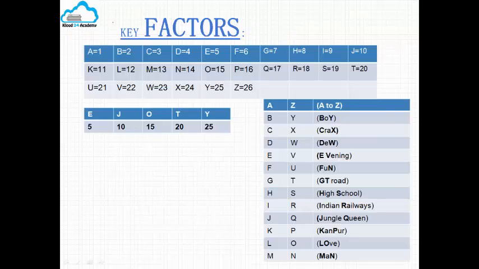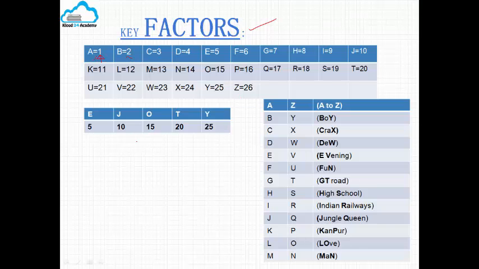Before moving to the coding section, let's first understand the key factors, which are the position of alphabets. We all know there are 26 alphabets in the series. It starts with A, so A's position is first. Second alphabet is B, so its position is second. Third alphabet is C, so its position is third, and so on. So the last alphabet Z, its position is 26.